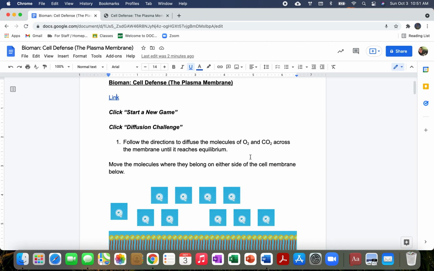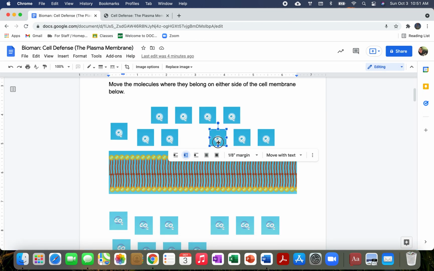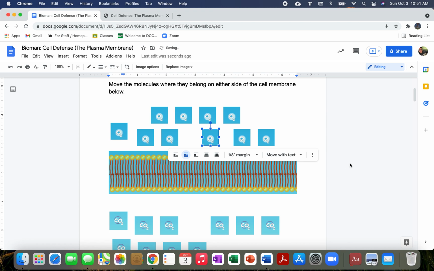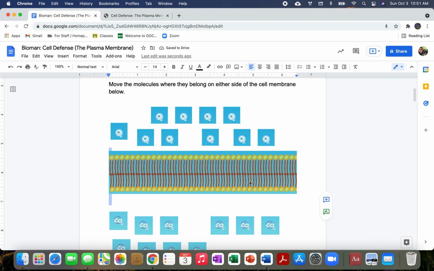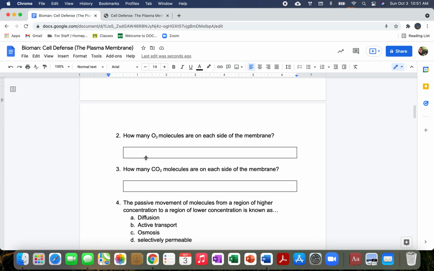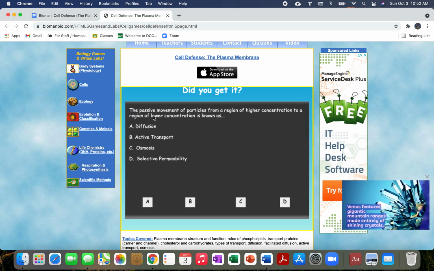What you're doing on here is the same thing you just did. So you can click on these O2 and you can move them across the cell membrane. When you're doing this, you should make it look the same as what you did on the Bioman. Once you have that done, scroll down. It says how many O2 molecules are in each side, so put a number. How many CO2 molecules are in each side, put a number. And then we're going to go into the next part, which is going to have questions.